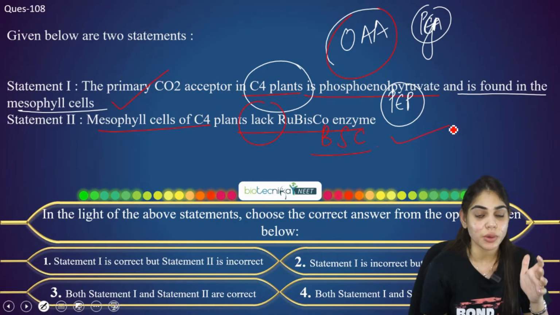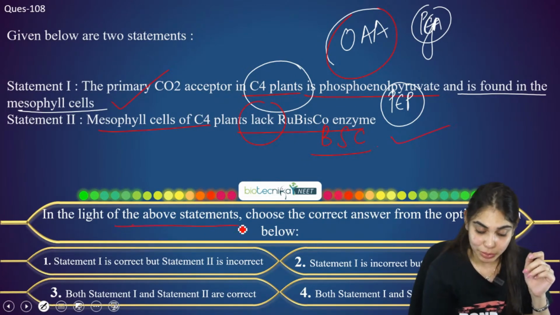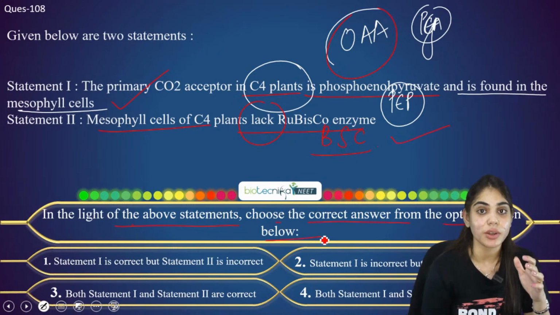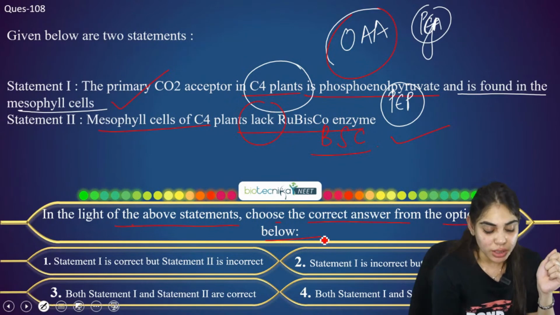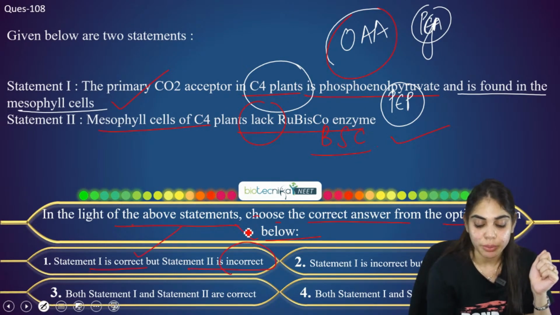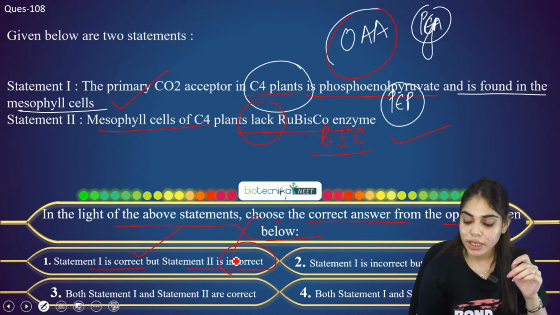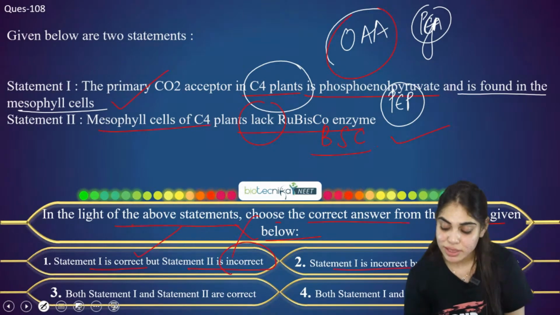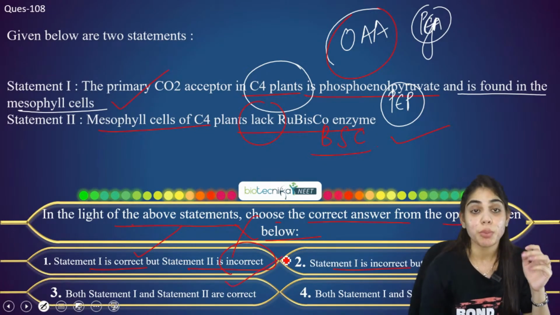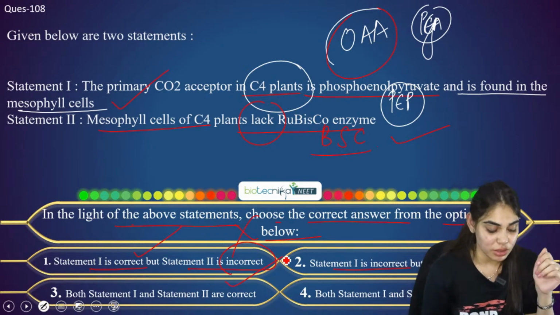So now let's read the question. In the light of the above statements, choose the correct answer from the options given below. Statement 1 is correct, yes, it is correct. Statement 2 is incorrect? Wrong, because it was also correct. Statement 1 is incorrect and statement 2 is correct? Wrong. Both the statements are correct? Yes, both the statements are correct. So option 3 is the right answer for this question.